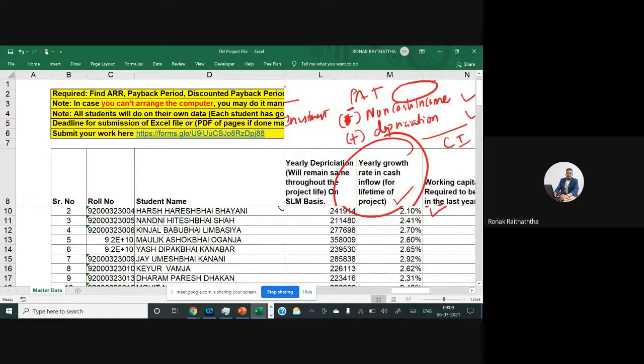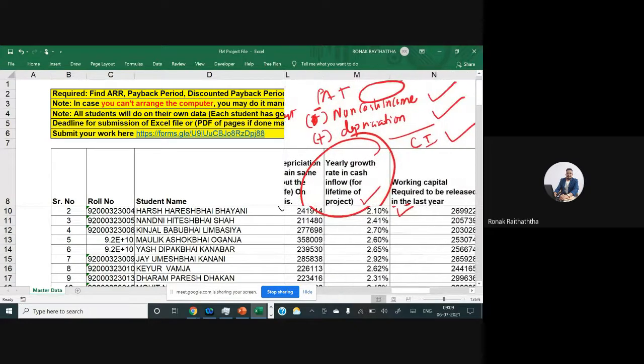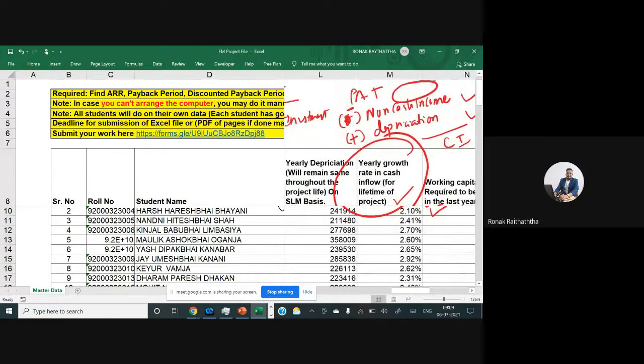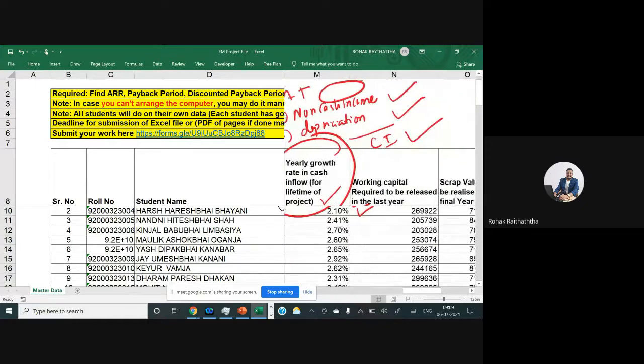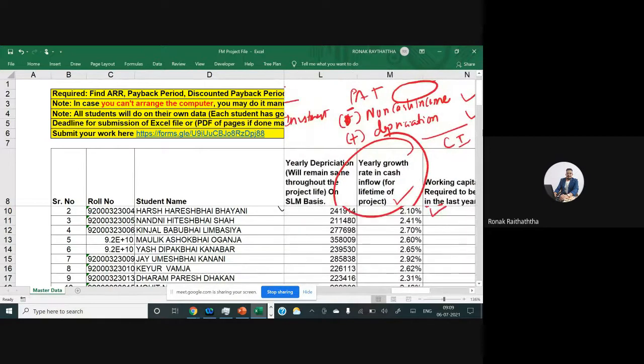It's just a reverse process you will have to do. Earlier in the profit after tax, you were adding the depreciation. Now from the cash inflow, you will reduce the depreciation and you will add the non-cash income. So you will get profit after tax. I hope that sounds pretty clear to everyone. Just a reverse process you will have to do.